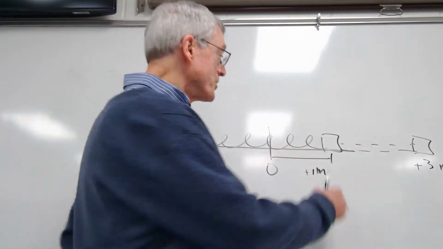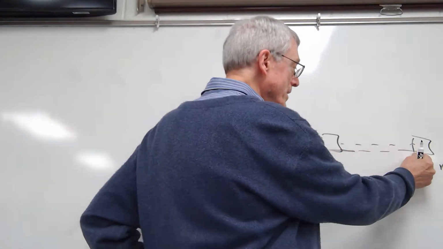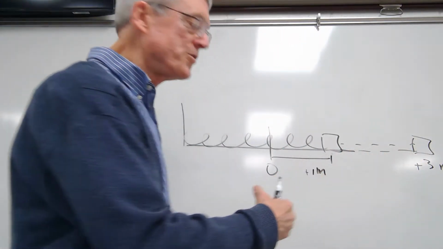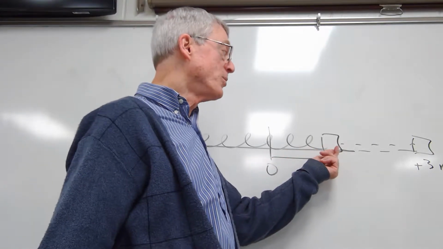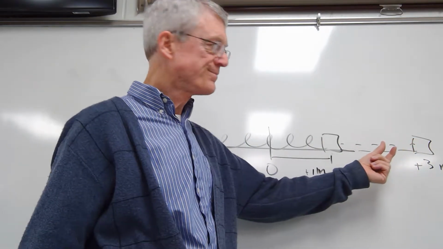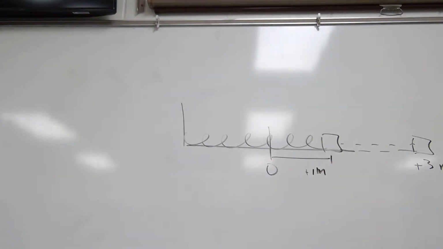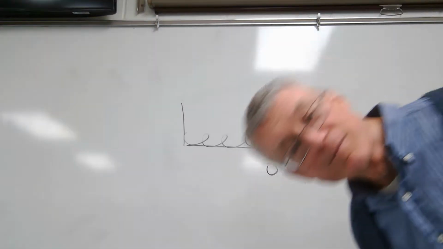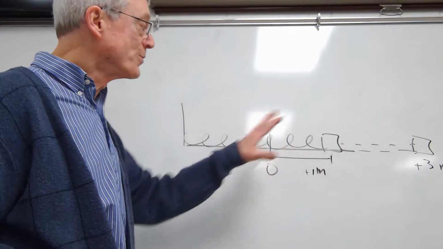Now, the spring's pulling back to the left, but the block moves from here to here. Therefore, you already know the spring is doing negative work on the block. The spring's pulling to the left, but the block moves to the right. It's like me pulling on the cow, but the cow moves me. I'm doing negative work on the cow. See? Okay, negative work is being done.